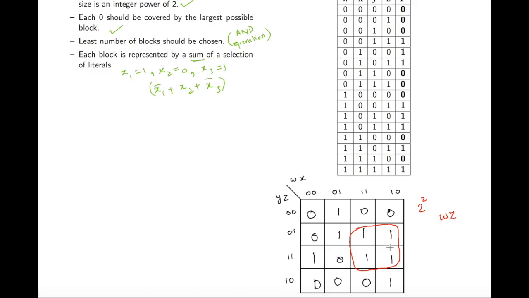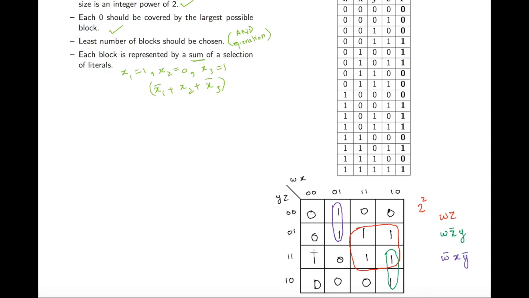Now, what is the second one? The second one may be this guy. So this guy we can eliminate one of them. So we have w is equal to 1, x is equal to 0, and y is equal to 1. So we'll say w x bar y. Now let's use this guy. This guy is w is equal to 0, x is equal to 1, and y is equal to 0.